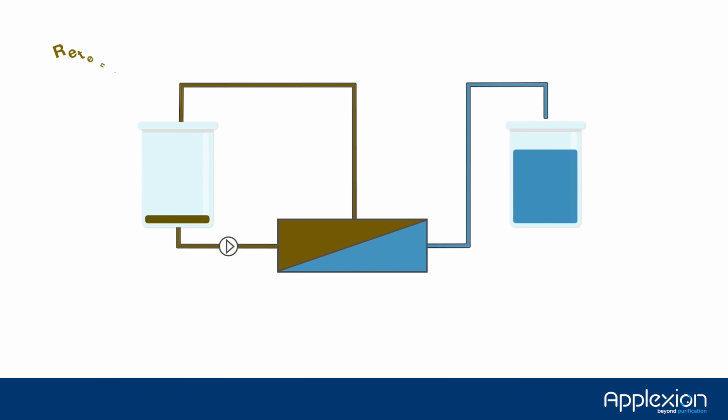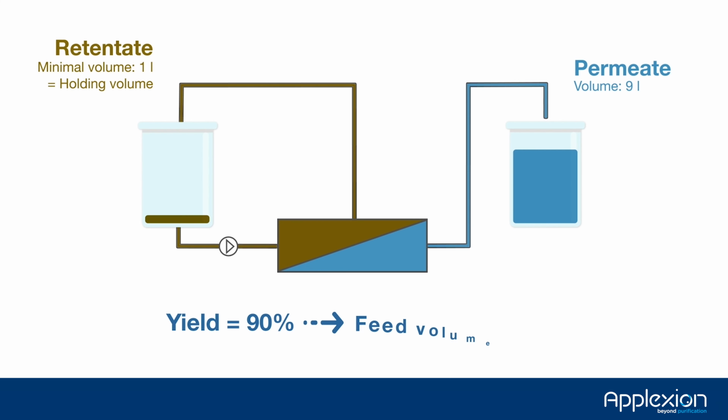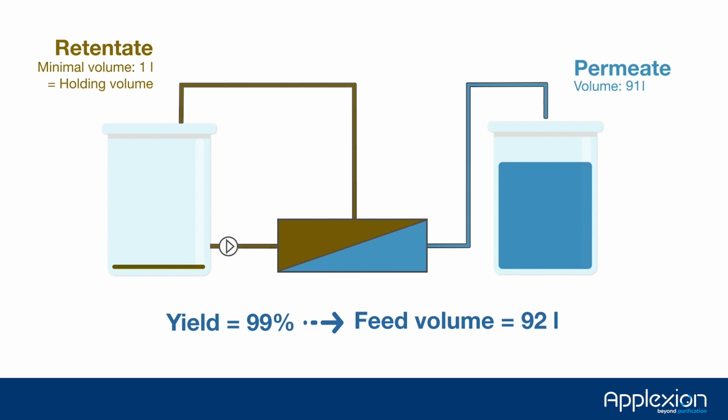Depending on your yield target, simple math will tell you how much feed you need for one run. For a yield of 90%, 10 times the minimum volume of retentate is required for the feed. For a yield of 99%, you need a feed volume equal to 100 times the holding volume. The holding volume can also be used to estimate the filtration time for each run, which is useful to know for proper scheduling of tests.